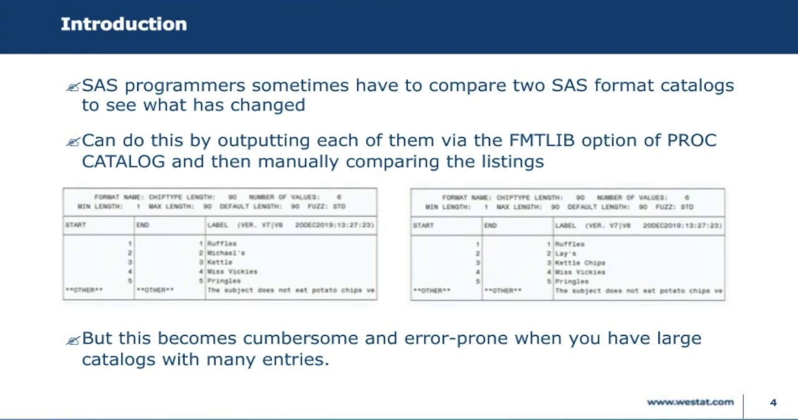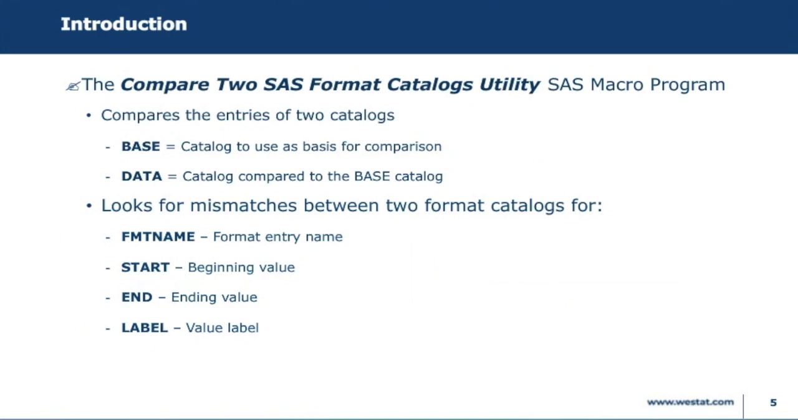And that's why I created the Compare to SAS Format Catalogs utility. It's a SAS macro program that compares the entries of two catalogs. We have base, which is the catalog to use as the basis for the comparison, and we have data, the catalog compared to the base catalog. When we execute this macro, it's going to look for mismatches between the two format catalogs, mismatches in format name, start, the beginning value, end, the ending value, and label.